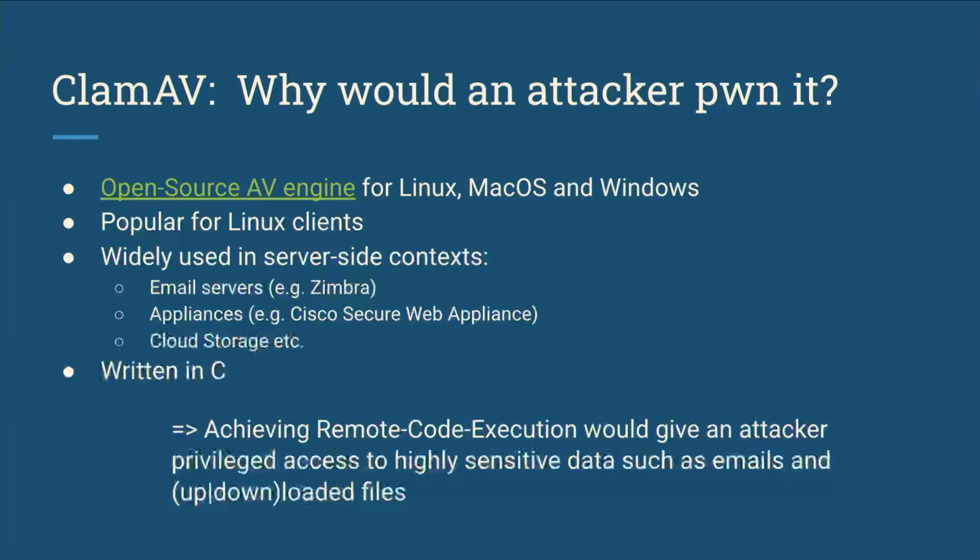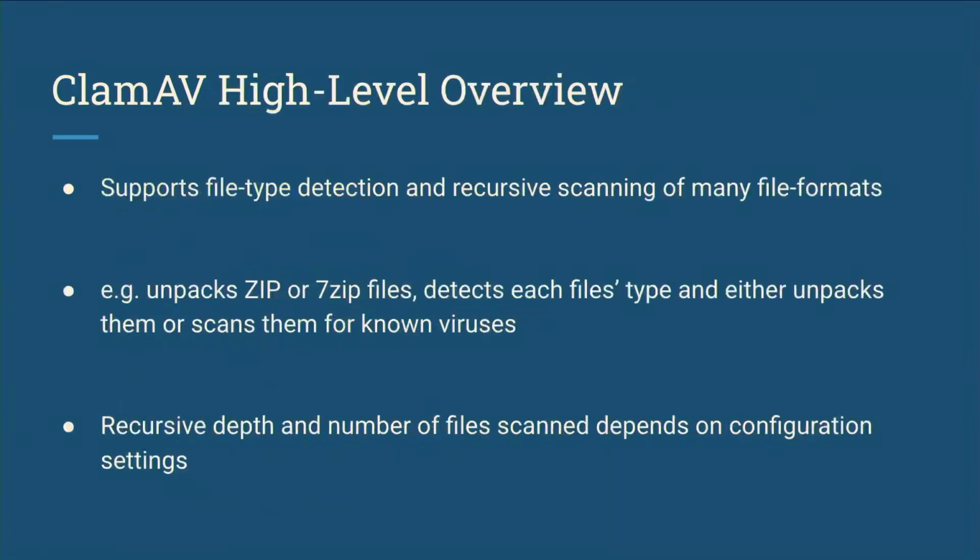Achieving remote code execution in ClamAV would give an attacker privileged access to highly sensitive data, such as emails and up and downloaded files. Let's just do a very high-level overview into how it works, just so we're all on the same page. It supports file type detection and recursive scanning of many file formats. So if you give ClamAV a file, it will try to detect what kind of file it is. And if it's something like an archive or a container file, it will unpack it and then recursively scan these files. And the recursive depth and number of files are just a configuration setting.